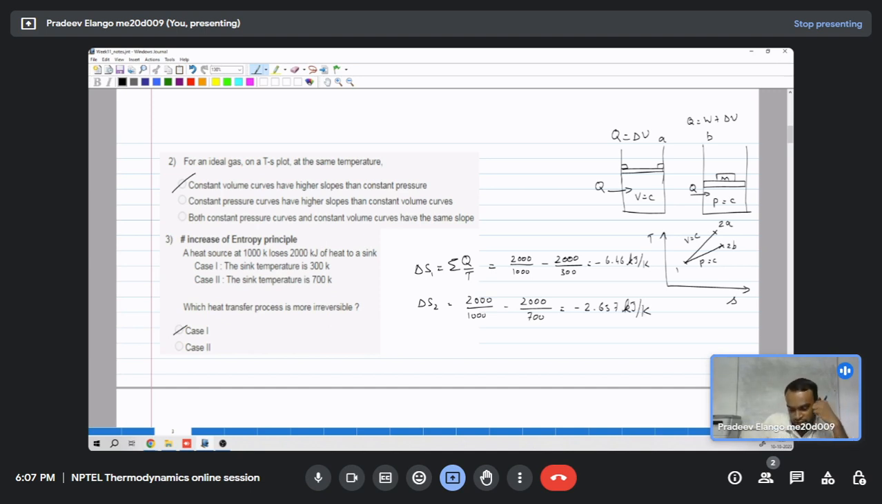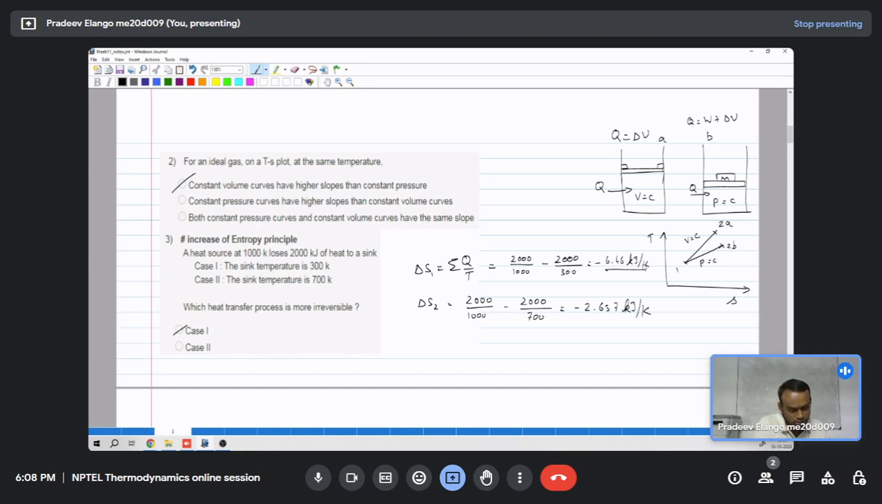So now you can get an idea that if heat is transferred from a high temperature body at 1000 Kelvin to a low temperature body, there will be some entropy generation. This entropy generation will be high if the temperature difference between the source and sink is very high. So for 1000 to 300 we had a higher entropy generation, and for the second case we had lesser entropy generation.